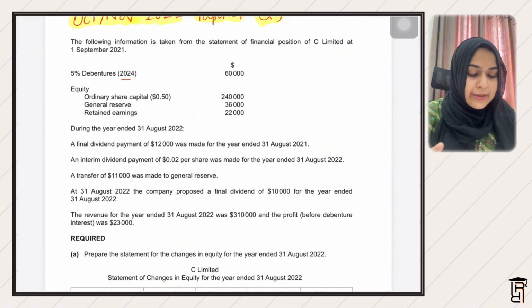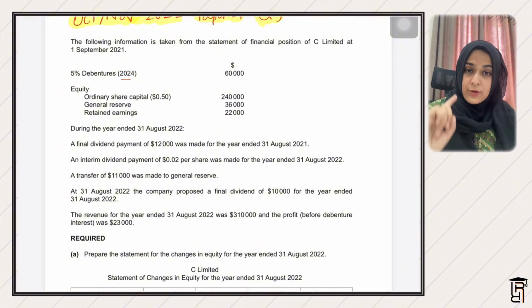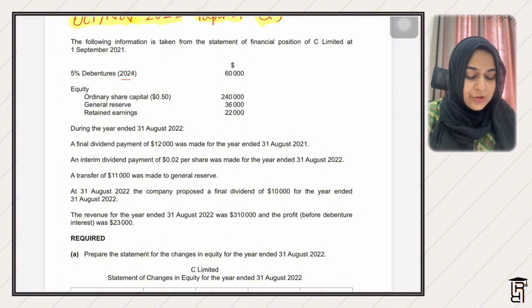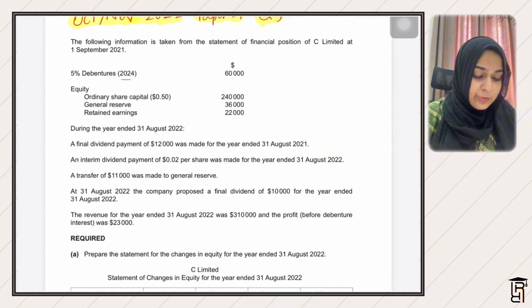Then they're saying an interim dividend payment of 0.02 per share was made for the year ended 31st August 2022. This is for the current year, and they have announced it and they have paid it as well. Because they have written here that there's an interim dividend payment made, this is also going to go into my statement of changes in equity. Then they're saying a transfer of 11,000 was made to the general reserve. This also goes to the statement of changes in equity.